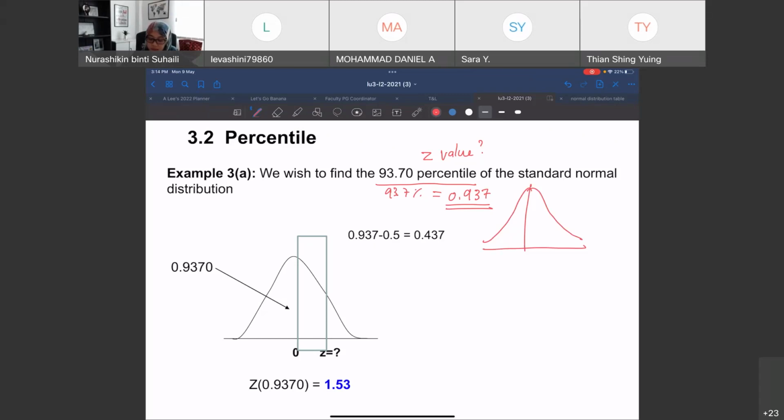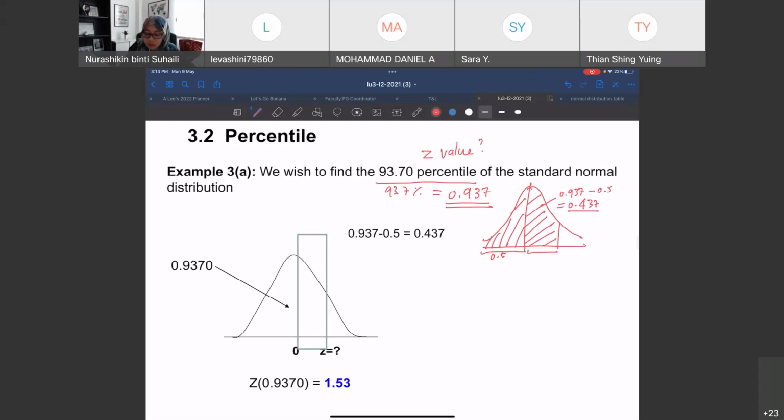This is 0.5, so 0.937 should be more than this axis, and it should fall somewhere here. It shouldn't be towards the end. This one is 0.5, and 0.937 minus 0.5 is equal to 0.437. So the total area here, the total area, not the Z value, is 0.437 on the right side. Your task is to find the Z value that corresponds to that particular area.